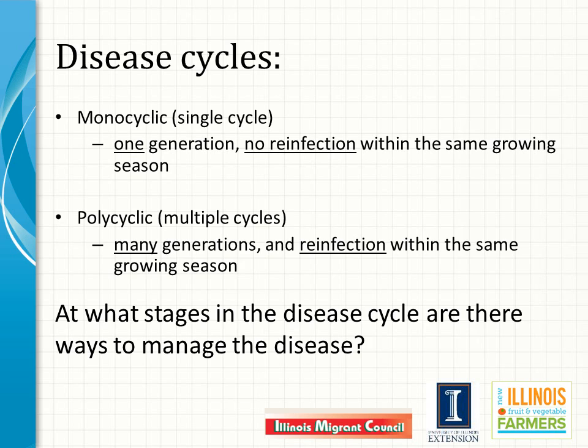In the IPM presentation, I introduced the idea of monocyclic versus polycyclic diseases. One reason to understand disease cycles for plant pathogens is to identify the stages in the disease cycle that allow steps to manage the disease and reduce crop losses.